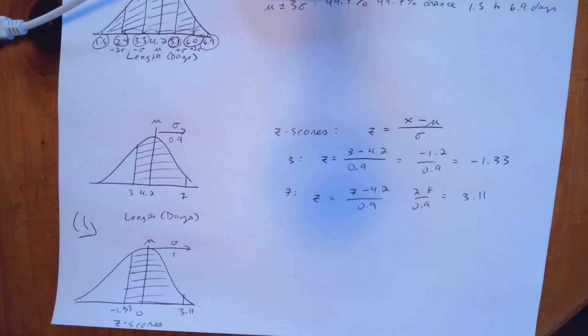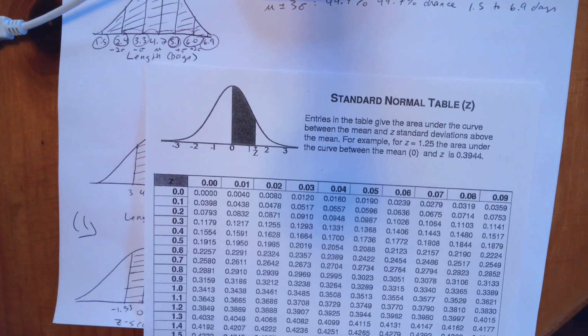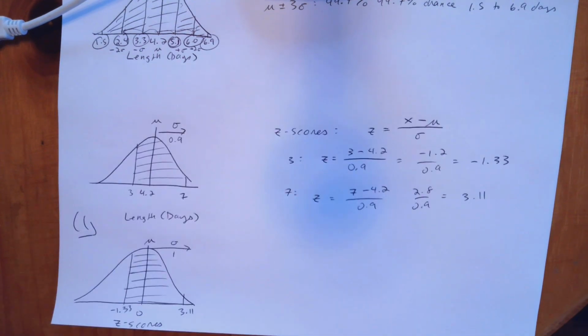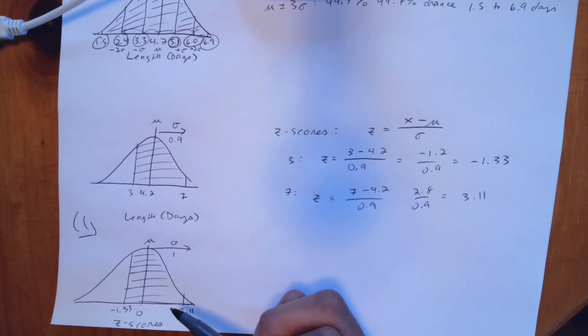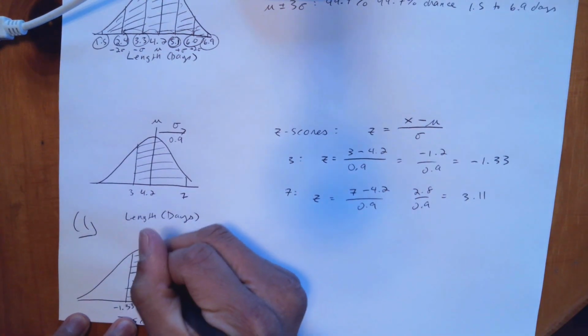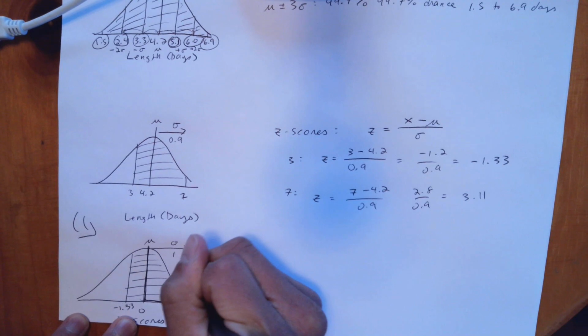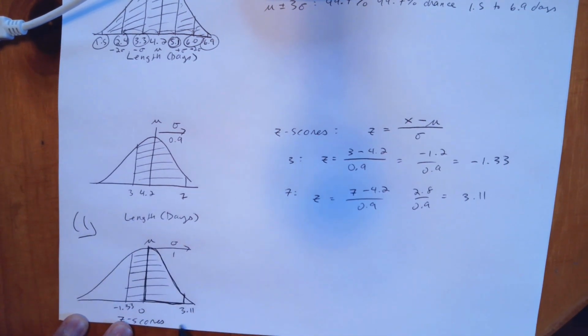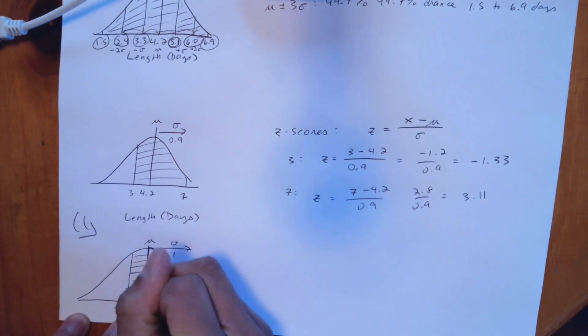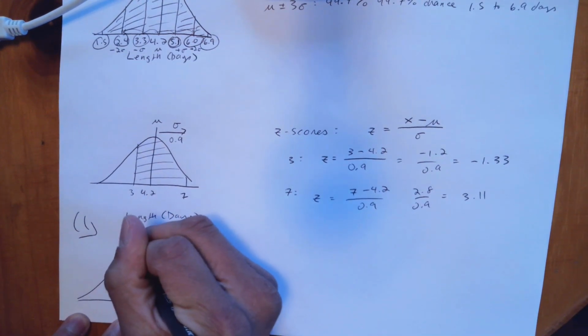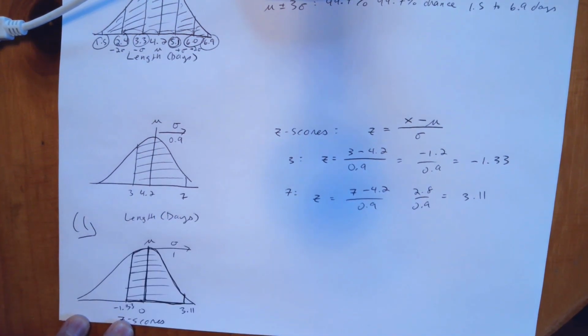Once we have this standard normal distribution, we can look up these shaded areas using that handy-dandy z-table that we met last week. So the z-table, if you recall, shows the area under the curve between the mean and various z-scores. If we take a look at this distribution here, we can see we have 2 areas that fit that description. So we've got this one here, the area between the mean and a z-score of 3.11. And we've got this one over here, which is the area between the mean and a z-score of negative 1.33.